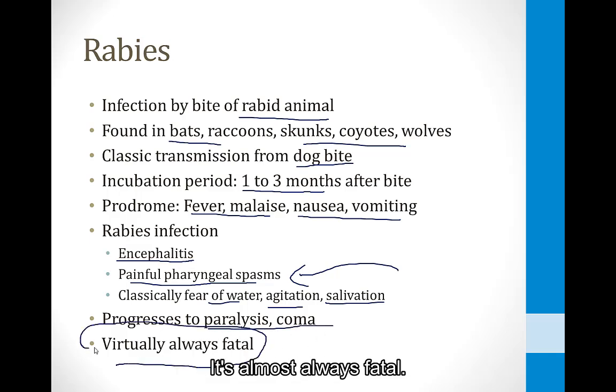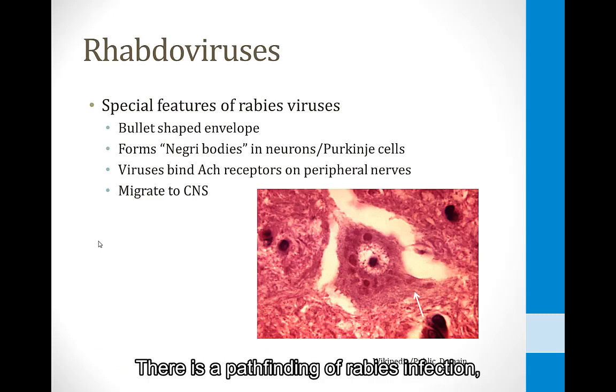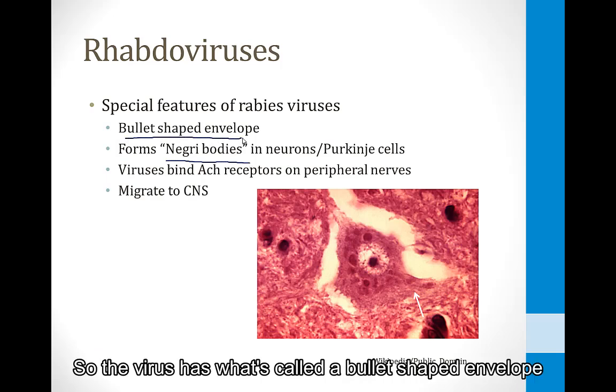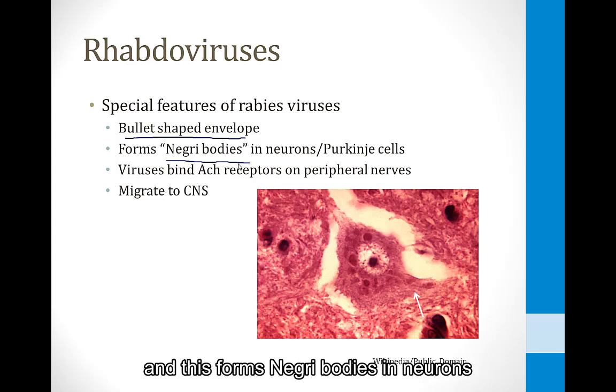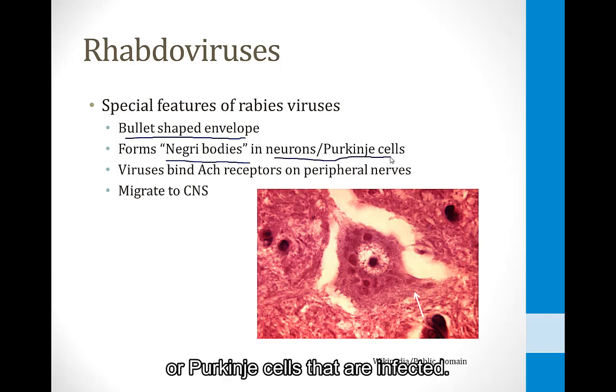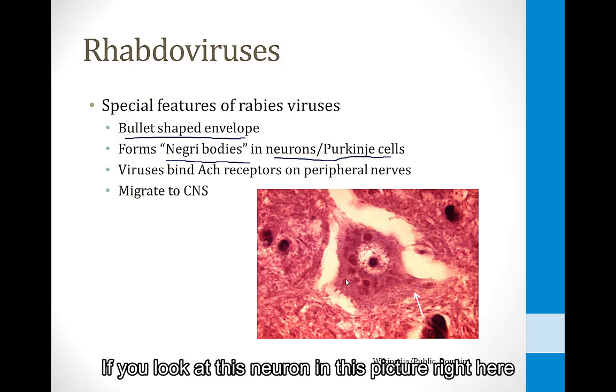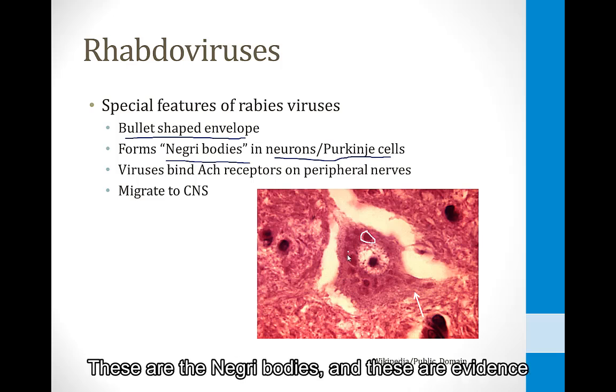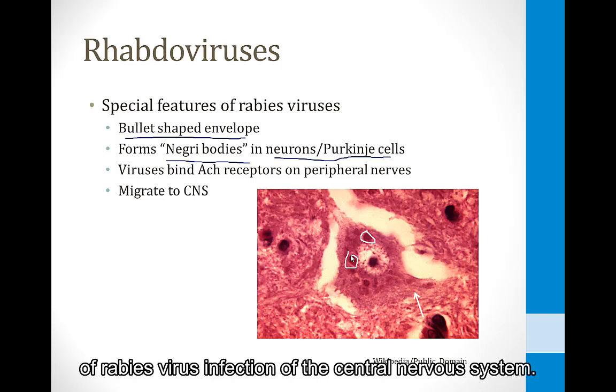It's almost always fatal. There is a pathognomonic finding of rabies infection that's high yield to know for Step 1, and it's called a Negri body. So the virus has what's called a bullet-shaped envelope, and this forms Negri bodies in neurons or Purkinje cells that are infected. If you look at this neuron in this picture right here, you see these dark inclusions inside the neuron. These are the Negri bodies, and these are evidence of rabies virus infection of the central nervous system.